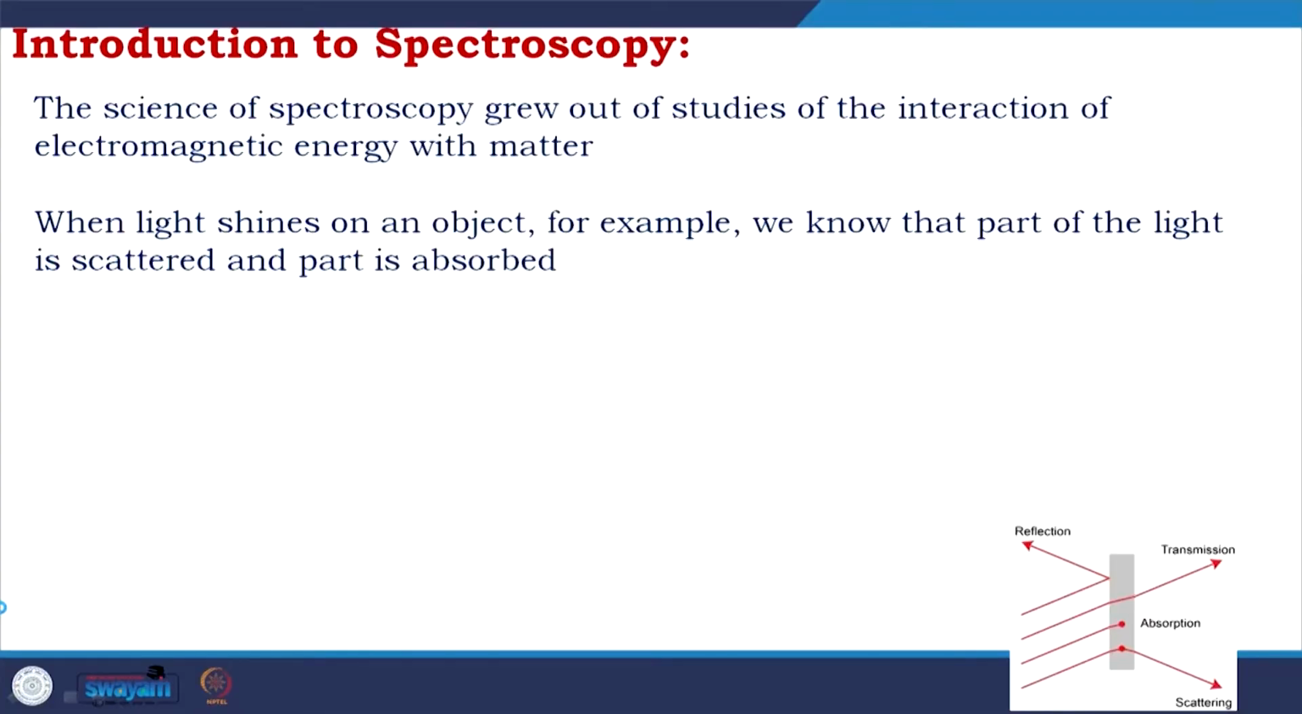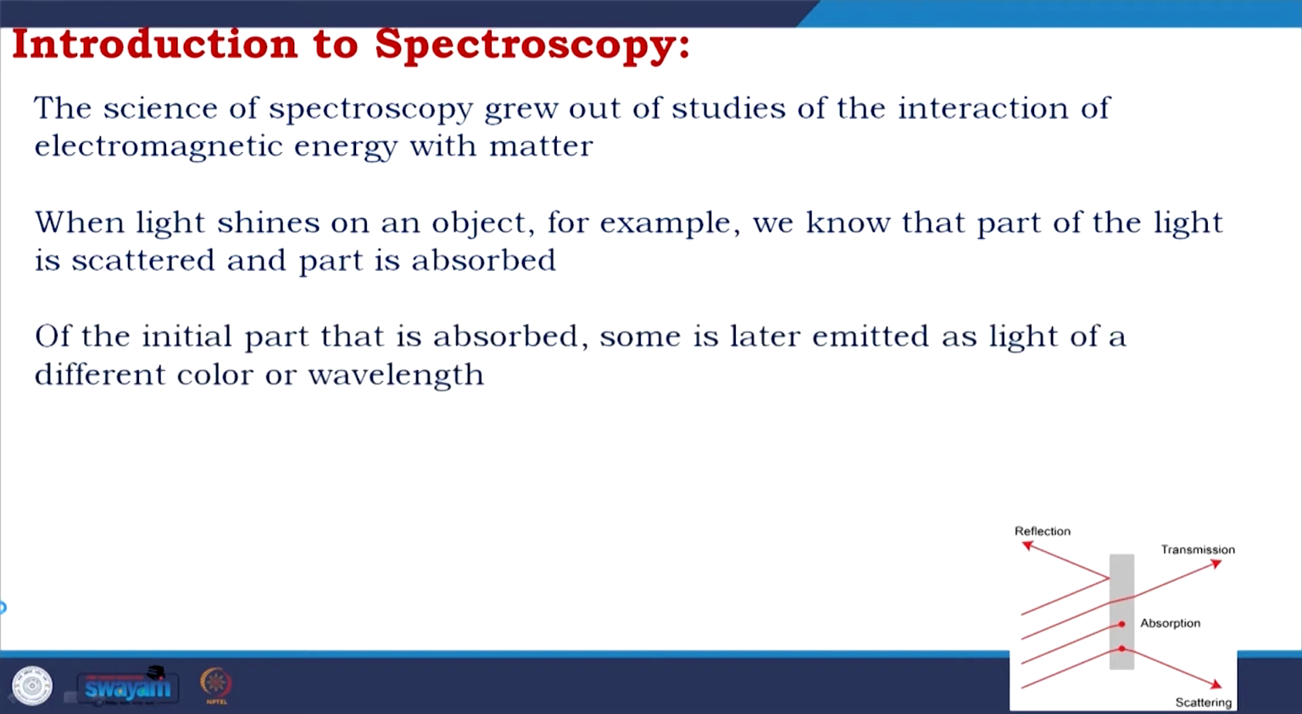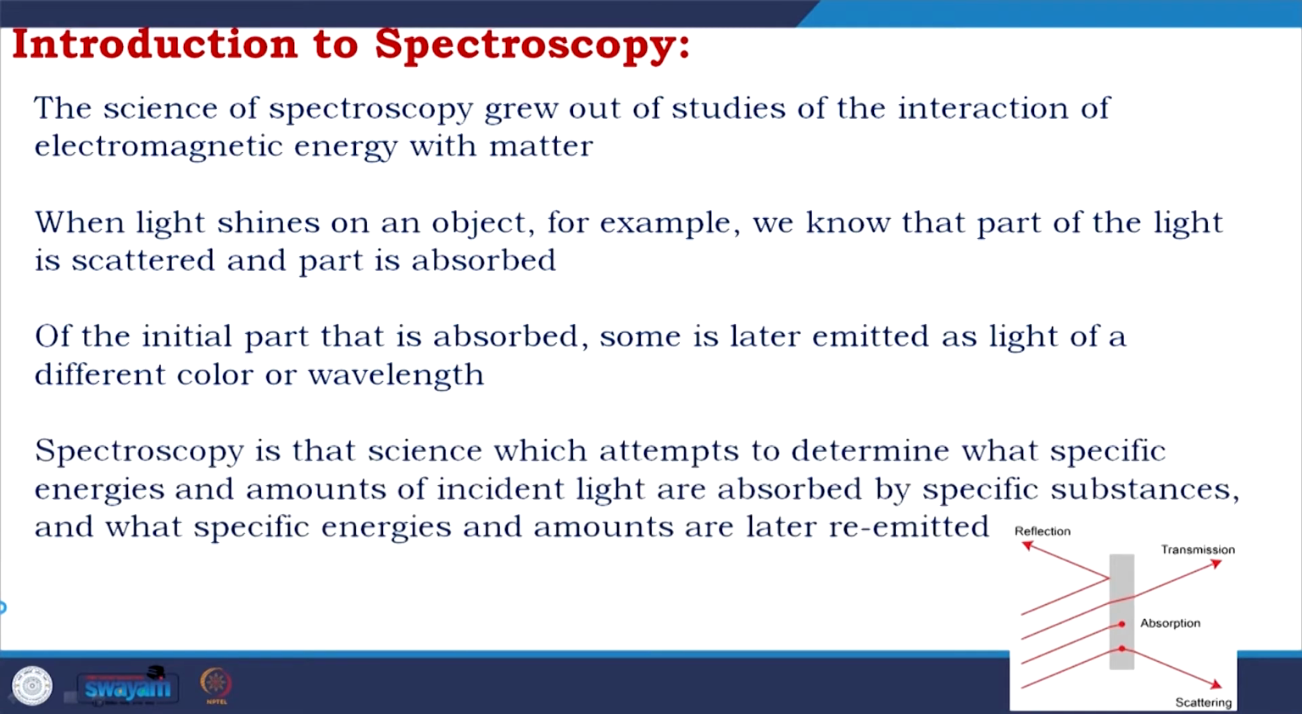When light shines on an object, means light interacts with an object, we know that part of the light is scattered and a part is absorbed. Of the initial part that is absorbed, some is later emitted as light of a different color or wavelength. Spectroscopy is that science which attempts to determine what specific energies and amounts of incident lights are absorbed by a specific substance and what specific energies and amounts are later re-emitted.